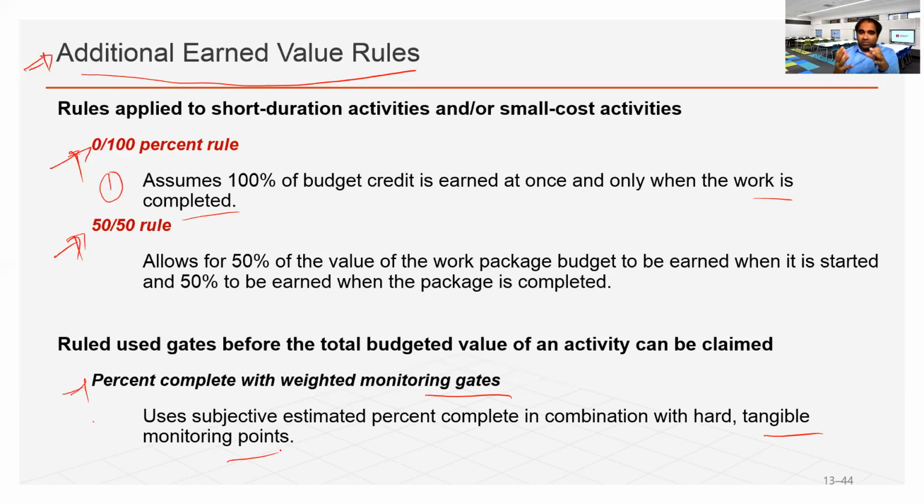You cannot put an unrealistic number just to make it look good. It has to be something related to the work package: how much percentage is complete with the monitoring gate. That means you are closely monitoring the progress of the work package. If we pass this gate, this percentage of work is completed. That's how we calculate the percent rule.